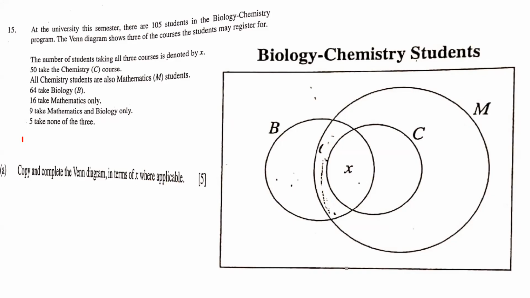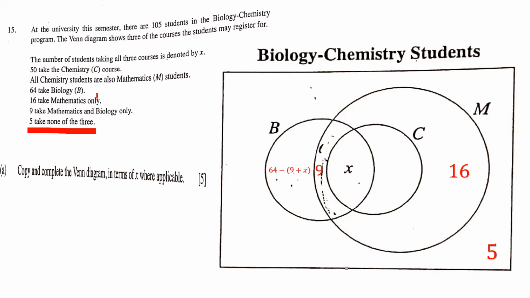So we know that 5 take none of the 3. So that means that 5 is going to be on the outside. We also know that 9 take math and bio only. So math and bio only is going to be right here. So 9 goes right there. We know that 16 take math only. So that 16 is going to be on that side. We know that 64 take biology.